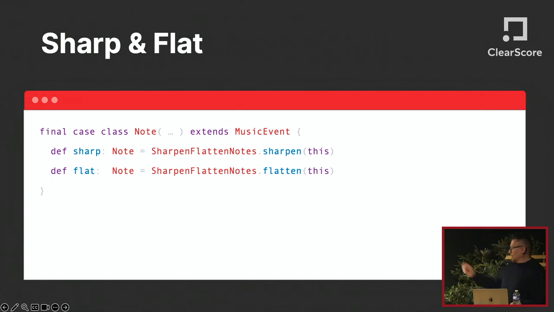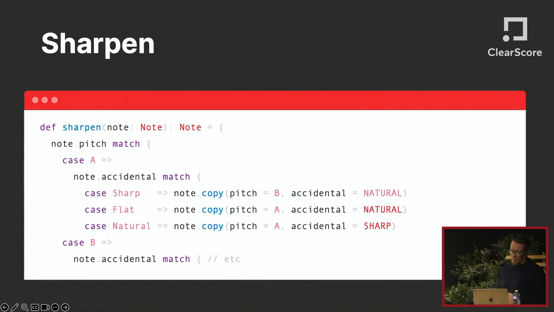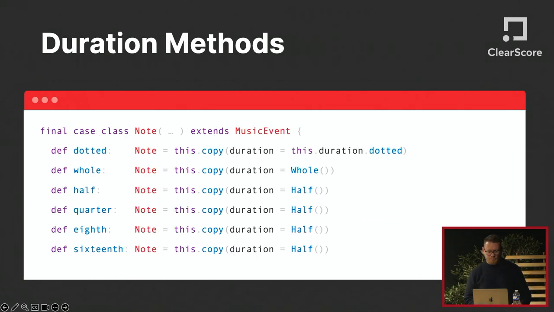Yeah, so you can see that it's calling this other sharpen and flatten method. So let's take a quick look at that. Now here's the sharpen method. It's a small section of it anyway. It's just for the note A, because it's quite a long method. So we're pattern matching on the note, and we're returning a copy of that note half a step higher than it currently is. So if we had an A, it becomes an A sharp. If we have an A sharp, it'll become a B, this kind of thing.